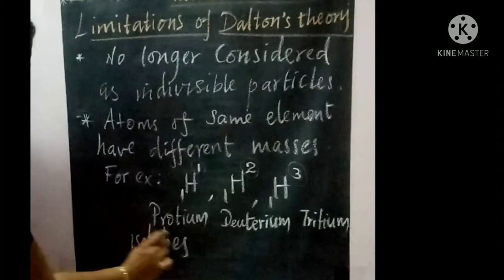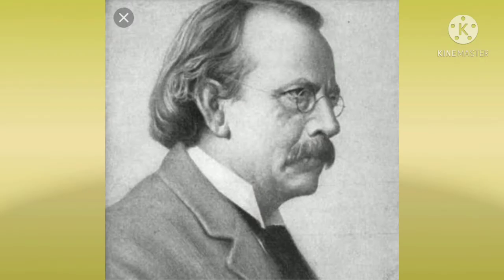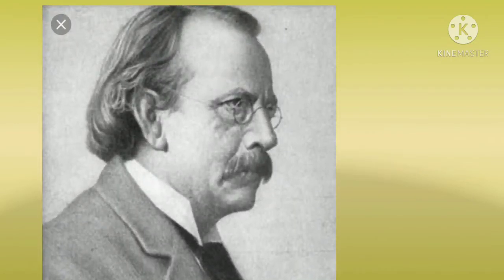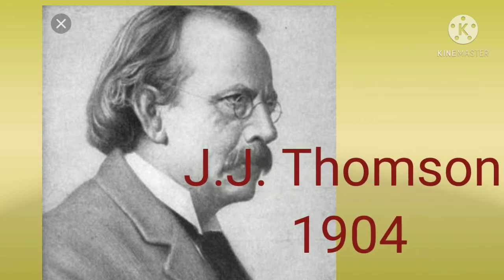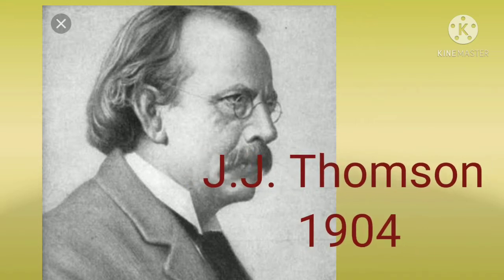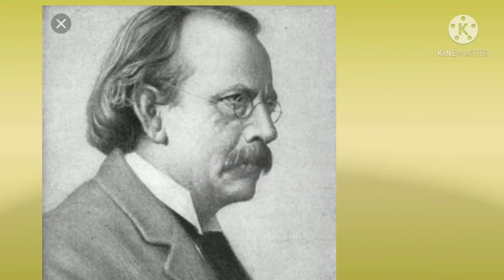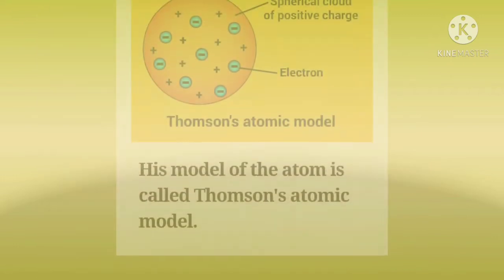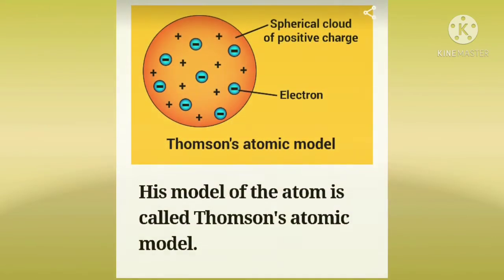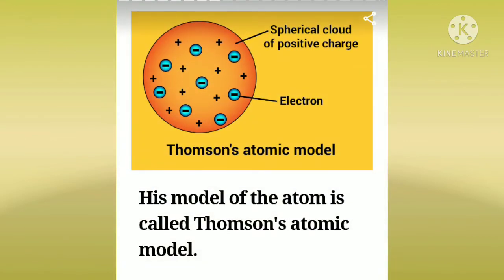Since we have some limitations over Dalton's atomic theory, we could not define the structure of an atom. So, in today's session we will start the discussion with J.J. Thomson's atom model. J.J. Thomson, an English scientist, proposed the famous atom model in the year 1904, just after the discovery of electrons. Thomson proposed that the shape of an atom resembles a sphere. It has a radius of 10 to the power of minus 10 meters.